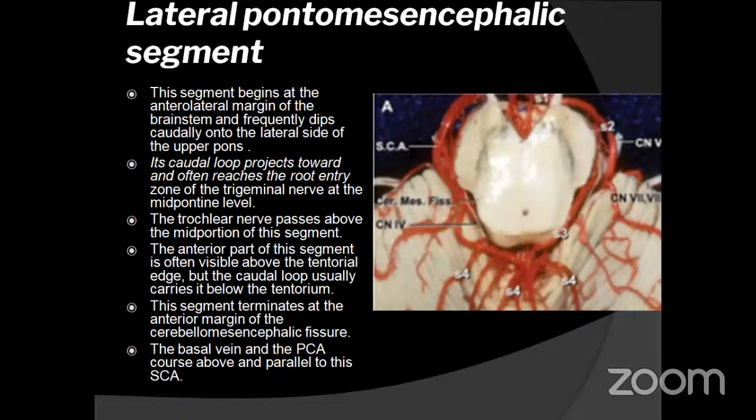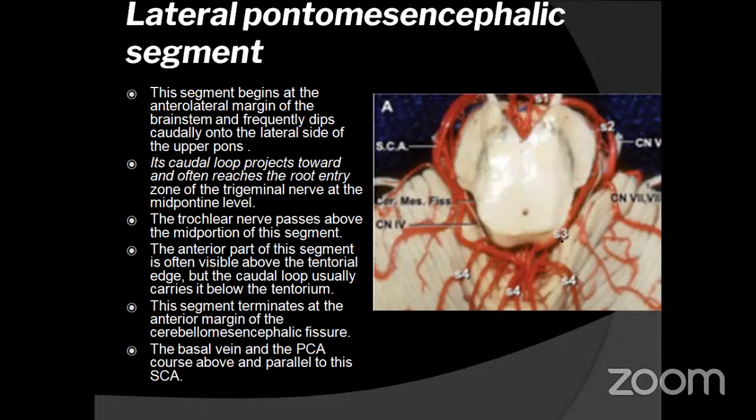The trochlear nerve passes above the mid portion of this segment, as we can see here. This is the trochlear nerve, and here this is the trochlear nerve. The anterior part of this segment is often visible above the tentorial edge, but the caudal loop usually carries it below the tentorium. This segment terminates at the anterior margin of the cerebellomesencephalic fissure, from where the S3 segment arises, and the basal vein and the PCA course above and parallel to this SCA.